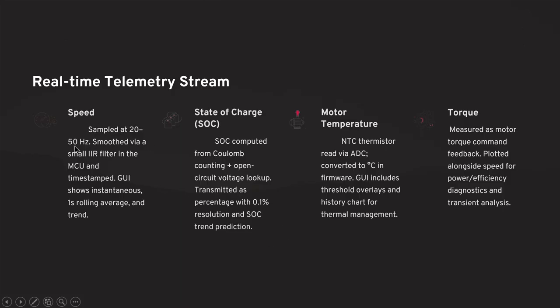Speed is sampled at 20 to 50 Hz, smoothed with an IIR filter and an MCU timestamp. And the state of charge is computed in coulombs, as we know, and it is transmitted as a percentage with 0.1% resolution. The motor temperature and the torque are displayed on the dashboard.